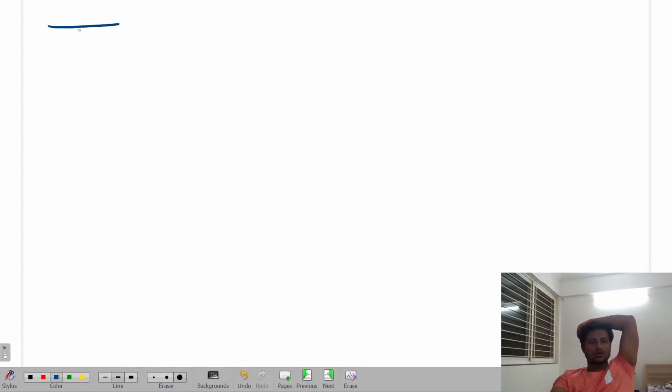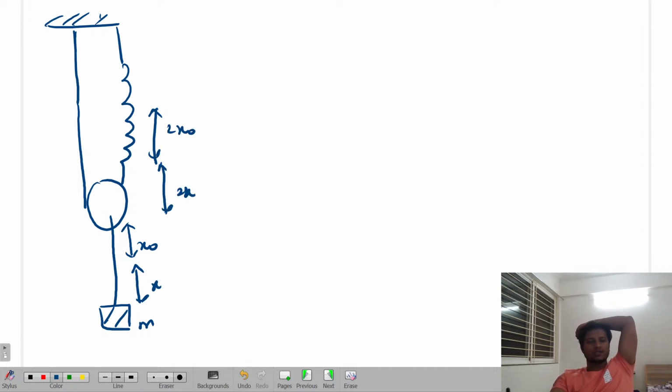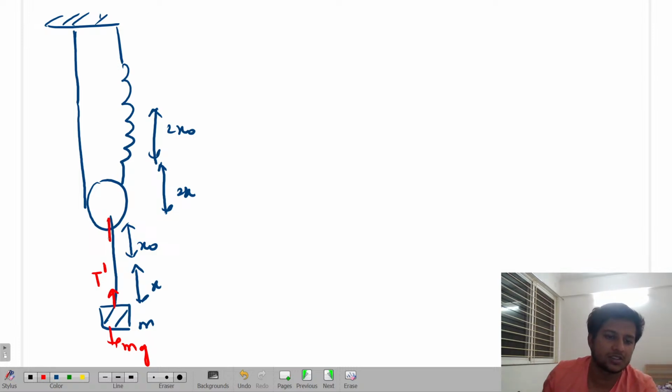ध्यान से देखो, मैं फिर से बता दे रहा हूँ. स्प्रिंग थ्रेड expanded more, pulley has came down with mass m. This was my x naught, now it is x distance away. So this was originally twice of x naught, now it is twice of x. So the tension, the downward force is still mg, but the tension is new. Tension कैसा हो जाएगा? New.